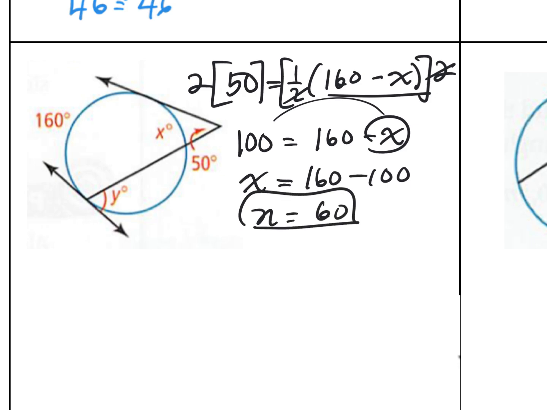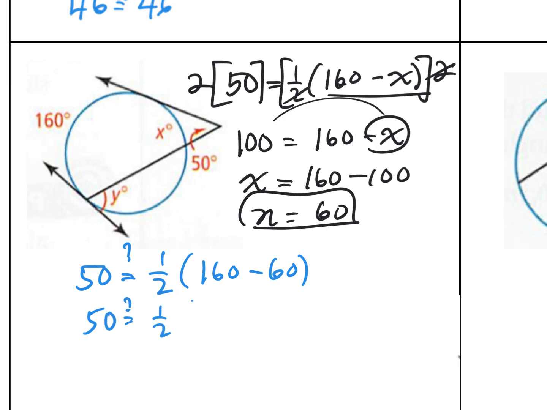Now let's recheck as usual. This is going to be 50. 1/2 of this is going to be 160 minus 60. Is it? Okay, 160 minus 60 is 100, and the half of 100 is 50. Therefore, our calculations are correct.